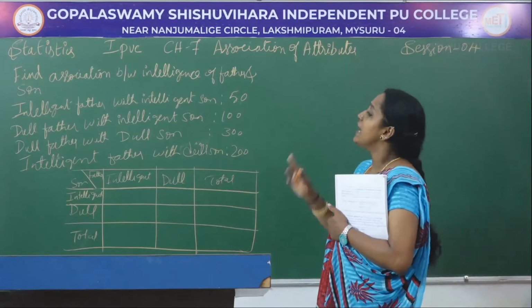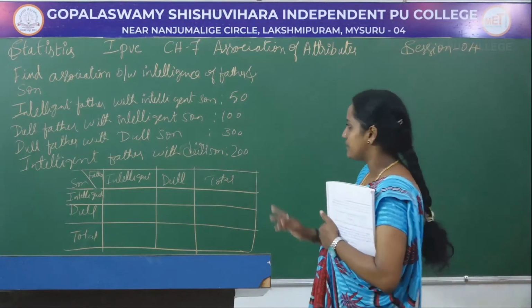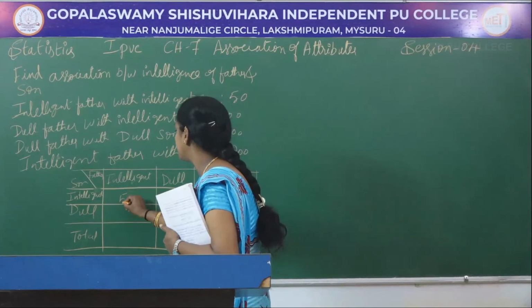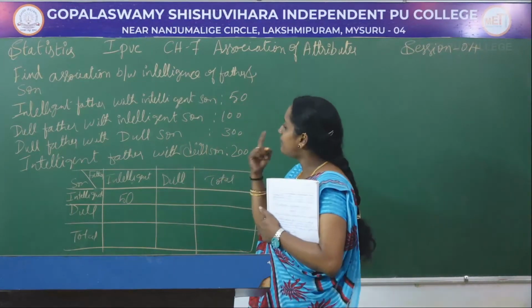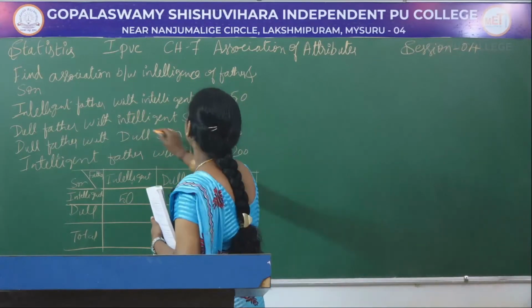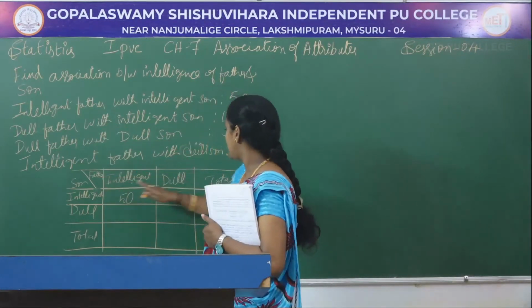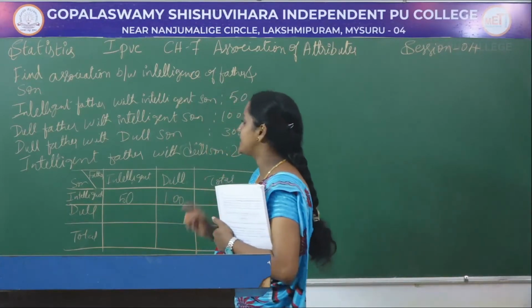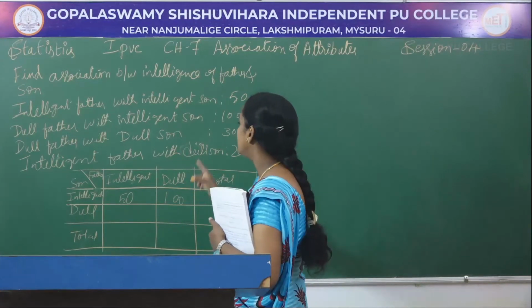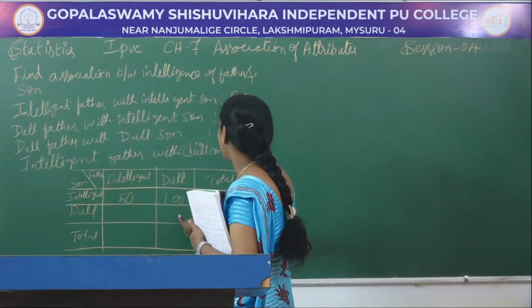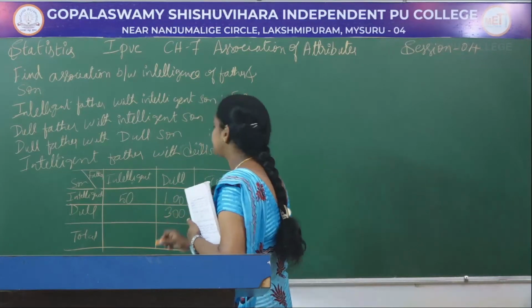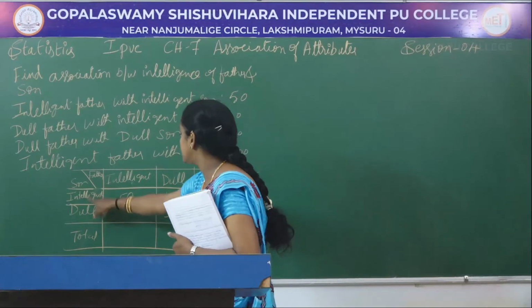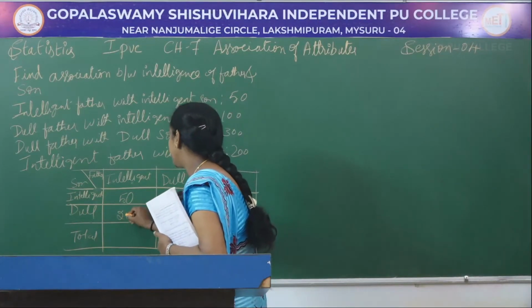Next, let us complete this table with the givens. Intelligent father and intelligent son, it is 50. Next, dull father, father is dull, and intelligent son, it is 100. Next, dull father with dull son. Dull father and son is also dull, it is 300. Intelligent father with dull son. If father is intelligent and son is dull, it is 200.